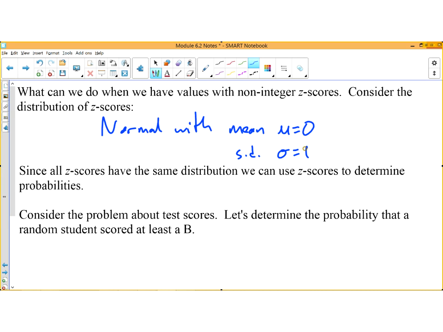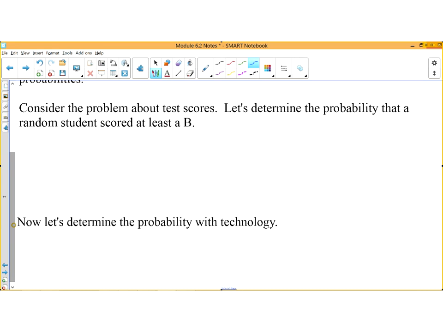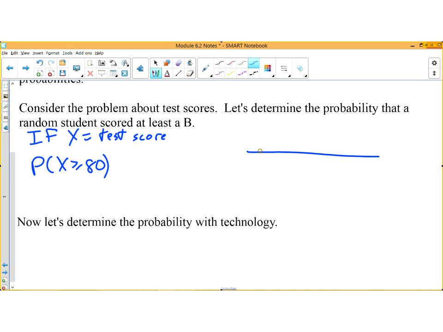All right, so as it says, since all z-scores have the same distribution, we can use z-scores to determine probabilities. Instead of the problem about test scores, let's determine the probability that a random student scored at least a B. So a B is 80. If X equals the test score of a randomly selected student, we want the probability that X is greater than or equal to 80. That's at least a B.